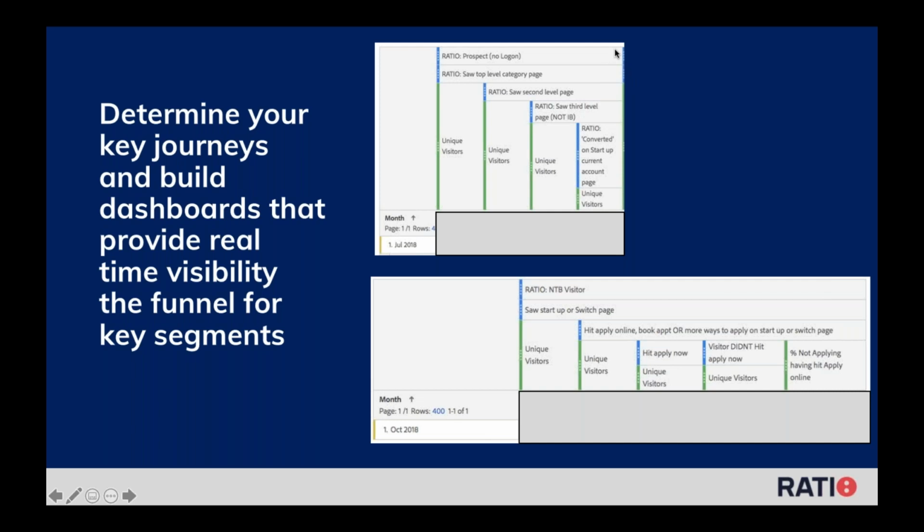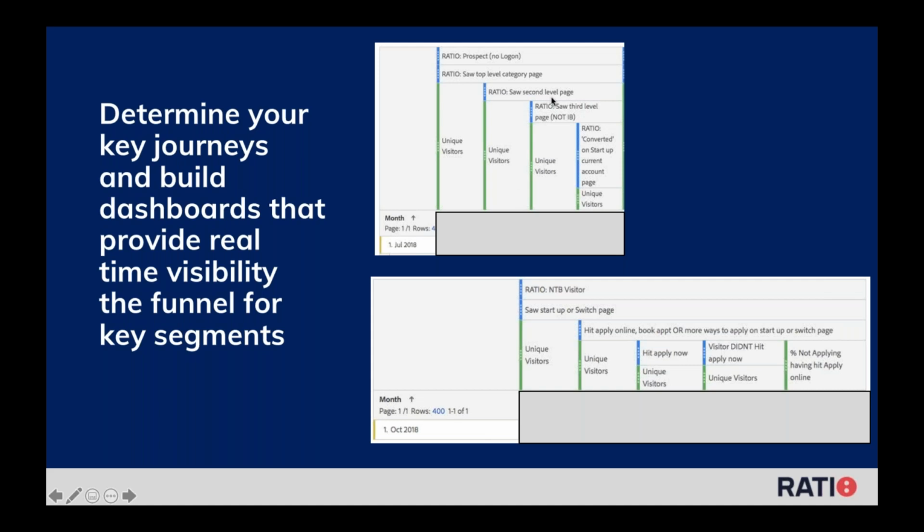in Adobe Analytics using Workspace, we've created a dashboard for a bank that we're working with, which is showing how many visitors, obviously not the real number, saw a top level category page, how many of those saw a second level category page, how many of those saw a third level page, which is a product page, and how many of those actually converted. And from that, we can ascertain where the biggest drop-off points are within that journey.